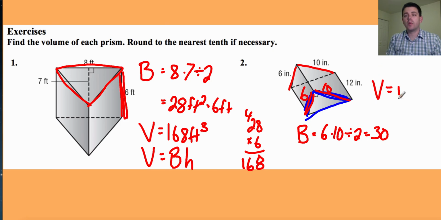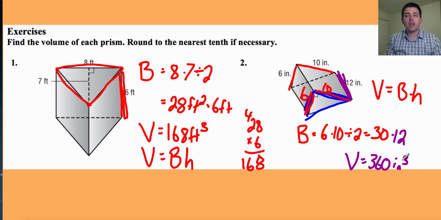Remember, for volume, we want to do the area of the base times my other measurement, times the height of the whole prism. That's going to be my 12. So I want to do 30 times 12. 3 times 12 is 36. Add on my 0, so 360. I'm dealing in inches, so inches cubed. So that's how you find the volume of rectangular and triangular prisms. For rectangular prisms, it's just length times width times height. For triangular prisms, find the area of that triangle and then multiply times your height.